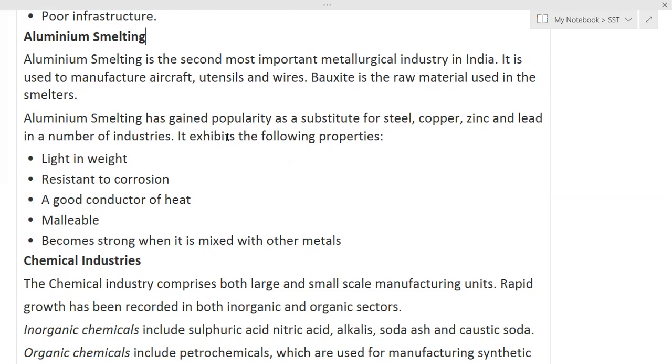Aluminum smelting has gained popularity as a substitute for steel, copper, zinc, and lead in a number of industries. It exhibits the following properties. So why is aluminum used in aircraft? Have you ever thought? Yes, aluminum is used in aircraft because it is lightweight.